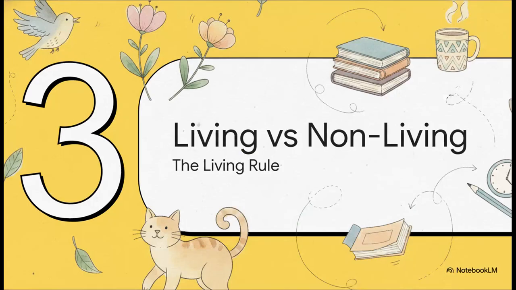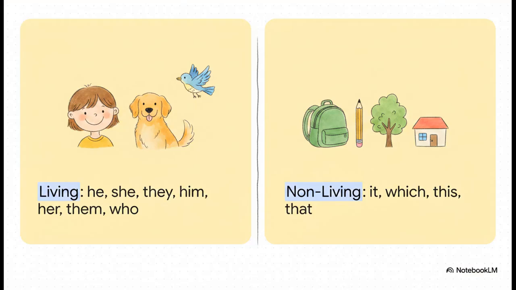Moving right along to level 2, living versus non-living things. This is the living rule. There is a really clear split here. We have pronouns meant strictly for people and animals, our living things, words like he, she, they, and who. But we reserve a completely different set of cheat codes for objects, places, and ideas. For those, we use words like it, which, this, and that.